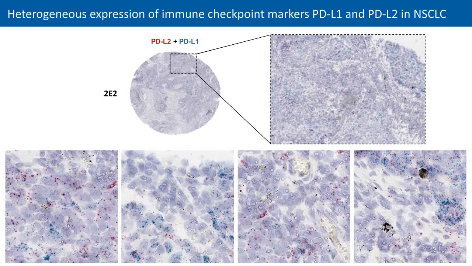A different area higher up in the same tissue core also is characterized by heterogeneous expression for both immune checkpoint markers. Again, higher magnification insets on the bottom show this heterogeneous expression pattern for these targets.